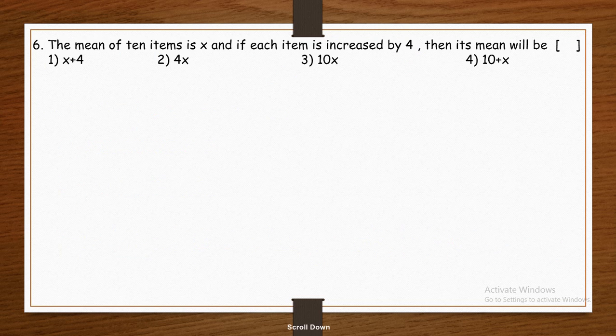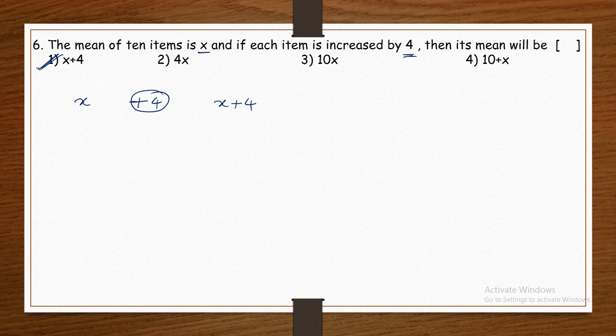Next, moving on to question number 6. The mean of 10 items is x, and if each item is increased by 4, that means we are adding 4 to each observation, then its mean will be? Clearly, whenever you increase each observation by 4, its mean also will be increased by 4, right? There are certain properties. If the mean is x and each observation is increased by 4, then its mean also will be increased by 4.